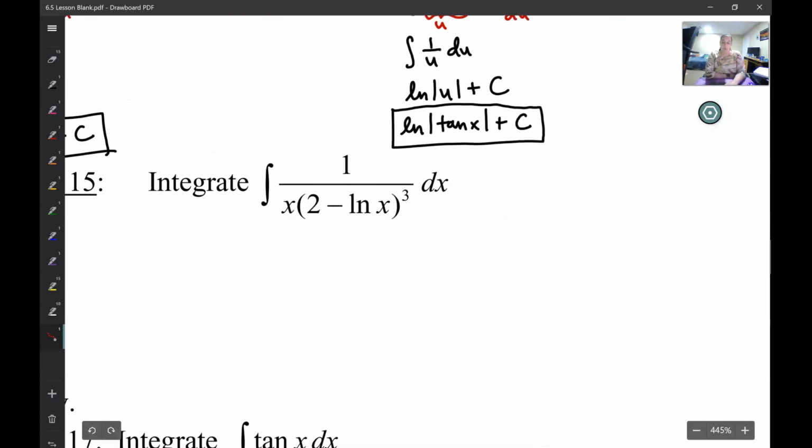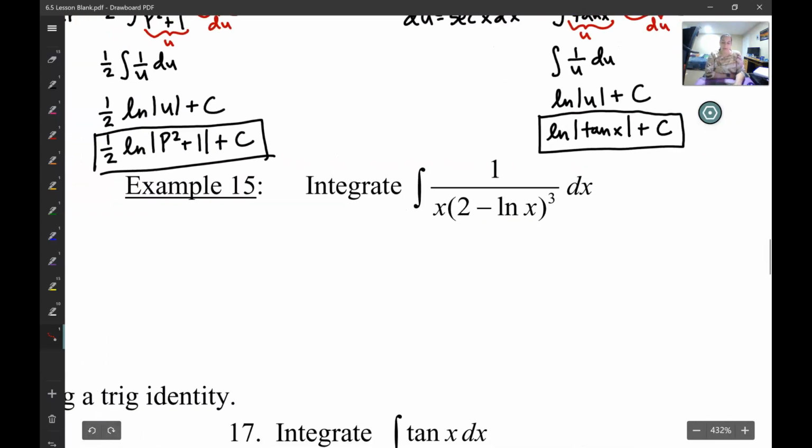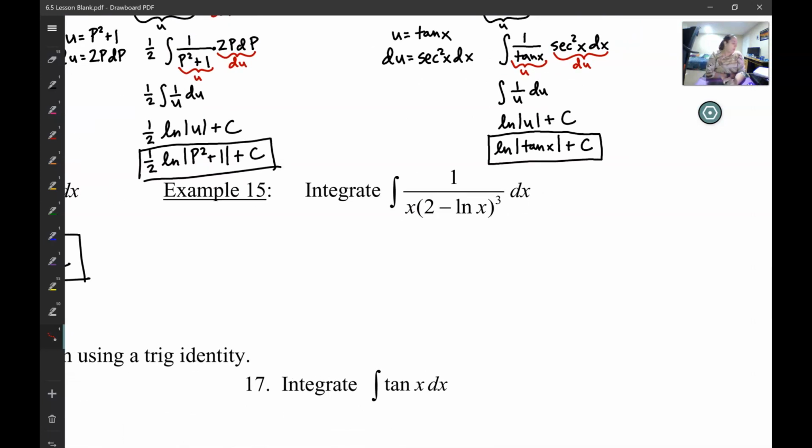Okay, one last example, example number 15. I will help you out and get you started on this one, and then once again I want you to try it out on your own. This time, that 90% rule, that 90% of the time your u is on the inside, this time that's true. So you're going to have u is your 2 minus ln of x, and then try to finish it out from there. So pause and then come back to check your work.